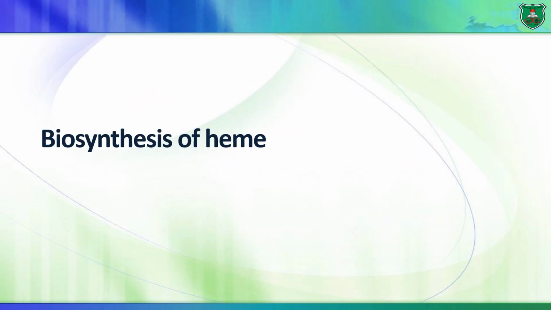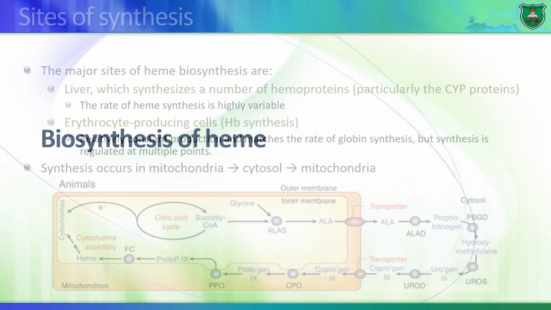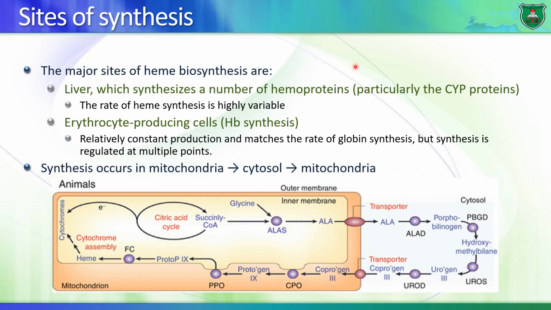Now, let's start talking about synthesis of heme. There are 2 major tissues that are responsible for the majority of heme synthesis, and these are liver and erythrocyte producing cells. In liver, heme is used for production of hemoproteins such as cytochrome P450 enzymes. The rate of heme synthesis is highly variable depending on the presence of certain drugs or as needed. On the other hand, in erythrocyte producing cells, the production of heme is constant.